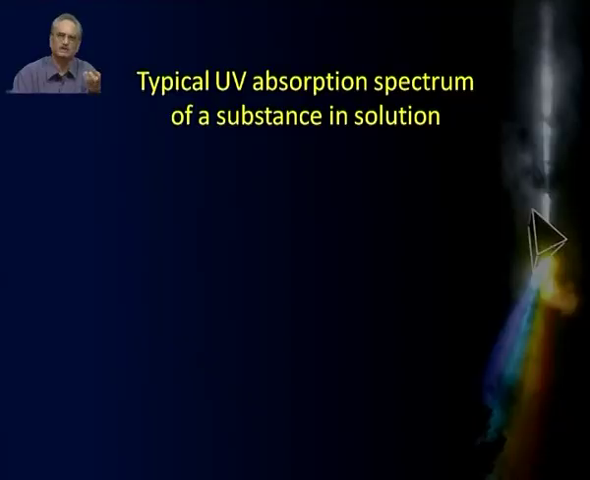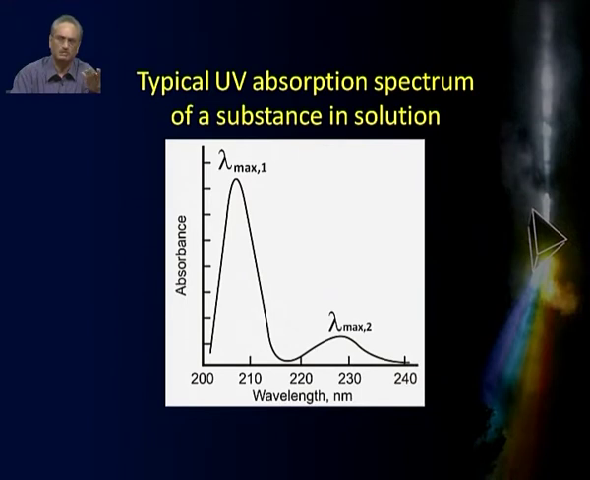Okay. Now, having talked so much, let us have a look at one typical absorption spectrum, say a UV absorption spectrum, that is the simplest one. Say I am taking some arbitrary molecule. Now, what I want to talk about here is how I read this spectrum, what does it mean?